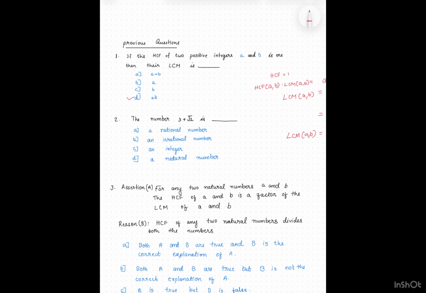Next question. The number 3 plus root 2 is dash: a rational number, an irrational number, an integer, a natural number. The sum of a rational and an irrational number is always an irrational number. Therefore, the answer is B, an irrational number.